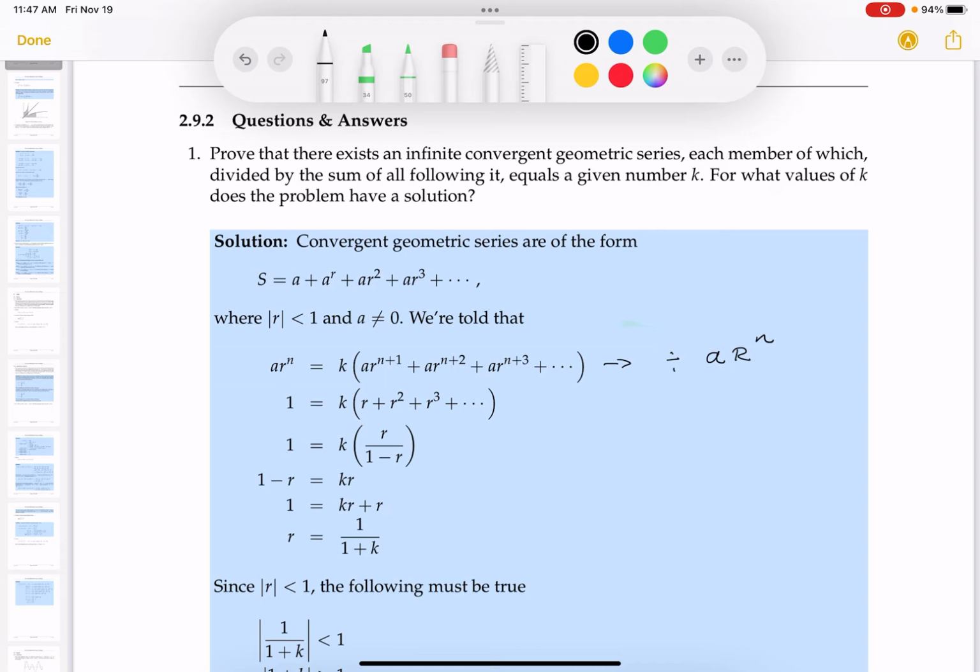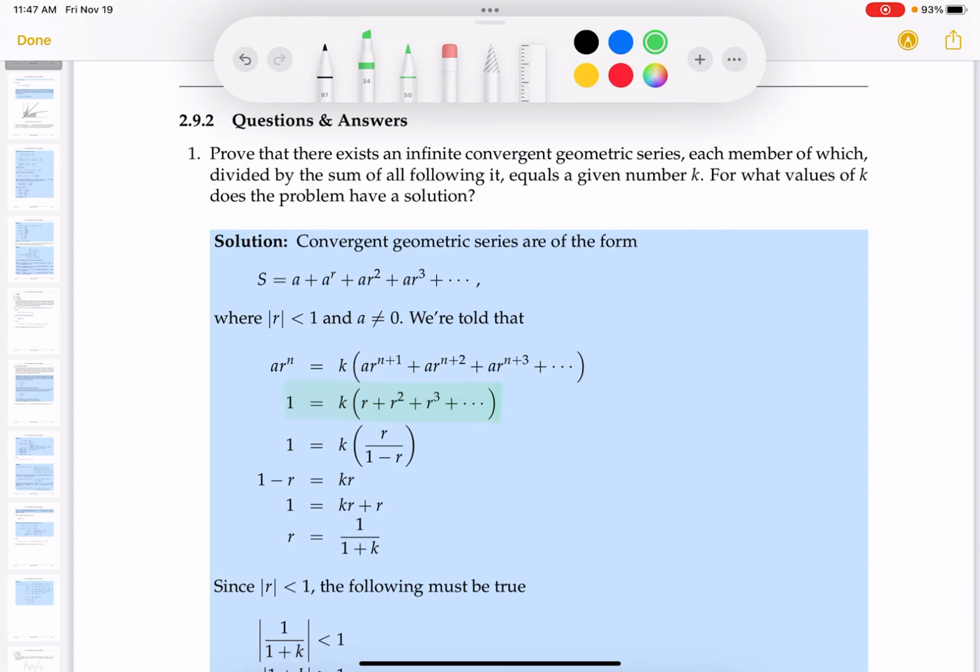On the left side you get 1, and I want to point out, you're dividing every term here by a r to the n. All right, so what would you get? Well, gee, the a's would all cancel, right? And each of the exponents would be decreased by n. So you get r, r squared, r cubed. Yeah, it makes sense. All right, so I followed that, and I'm here.